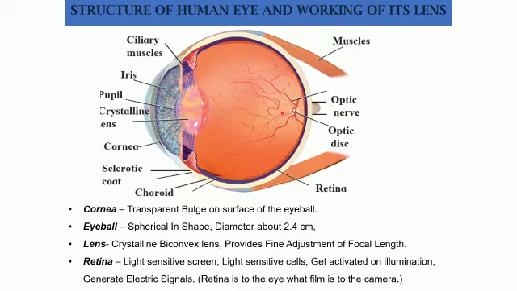Now here you can see one more labeling, optic disc. Now here you can see the optic disc. Optic disc is also called the blind spot. Now, as there are no photoreceptors, that is light sensitive cells, present in the optic disc, there is no image detection in this area.